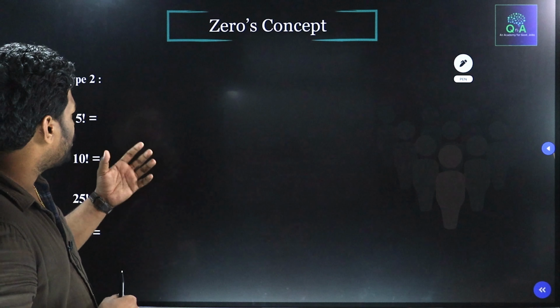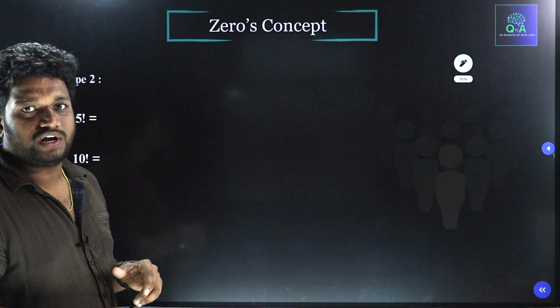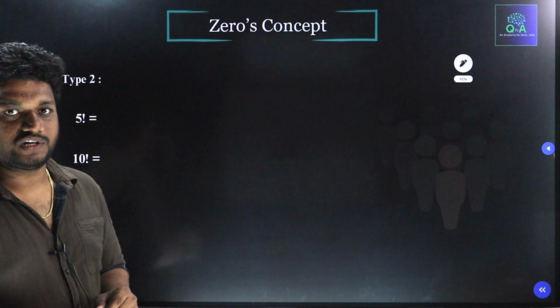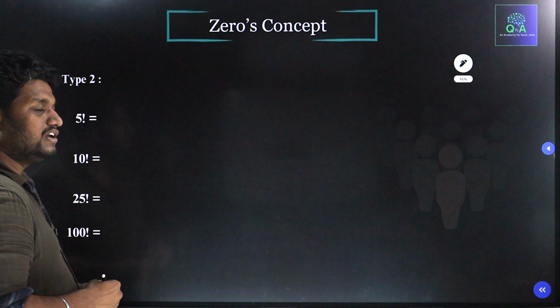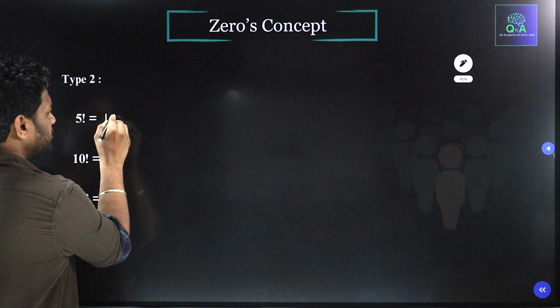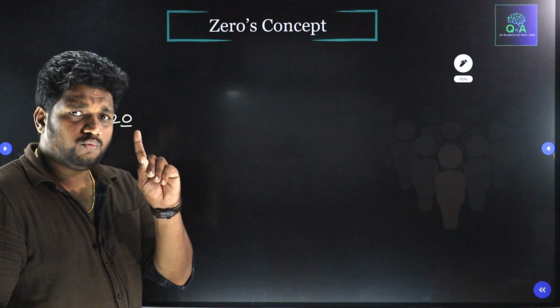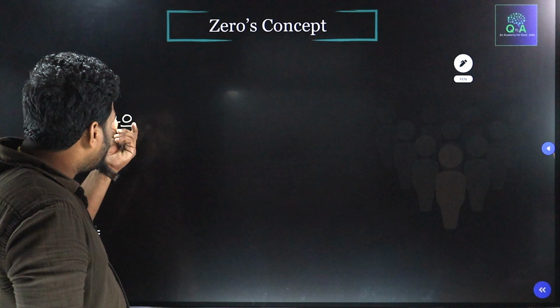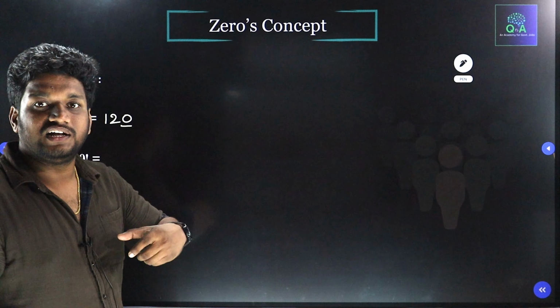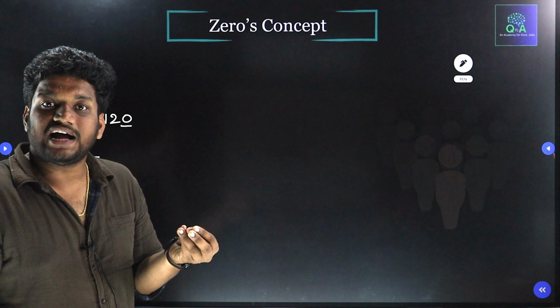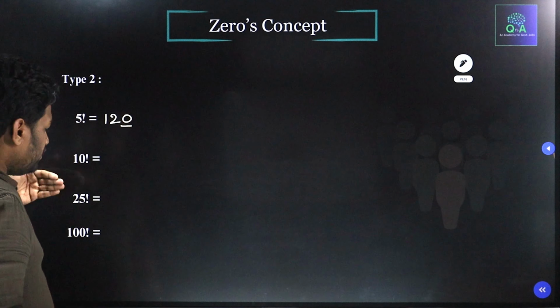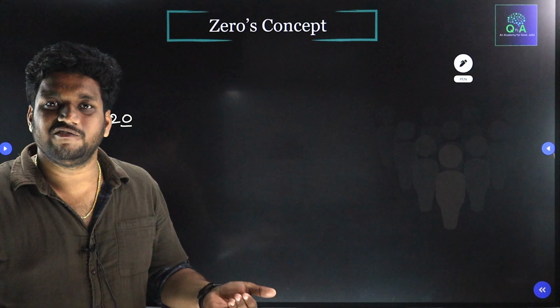To solve that, first let me take one small example, which is 5 factorial. Can you tell me what is 5 factorial? 5 factorial is nothing but 120. In 120, how many trailing zeros do you have? Only one trailing zero. How are we getting that one trailing zero? If we can identify that, the remaining questions we can also solve in the same way.